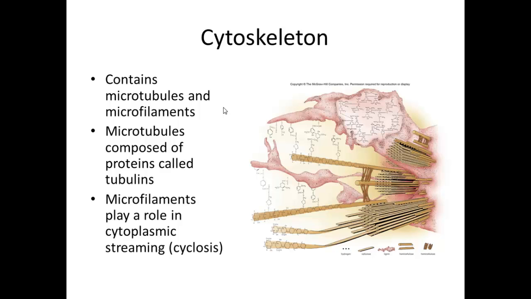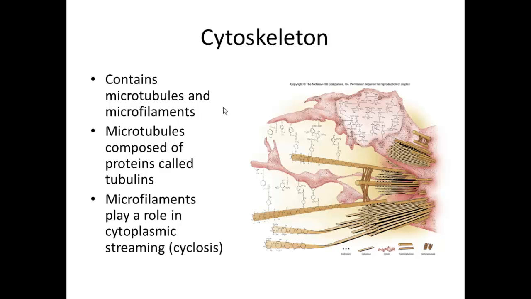Finally, you have an internal structure within the cell to help move substances along, to act like railroad tracks, and that's part of the cytoskeleton. It also gives the cell structure, to just hold it up and keep it from folding in on itself. The cytoskeleton is made of microtubules and microfilaments.